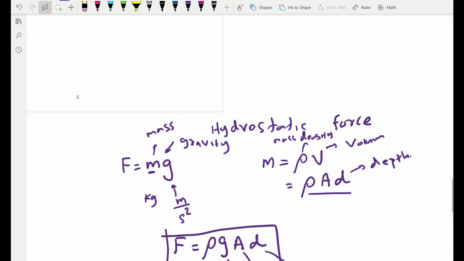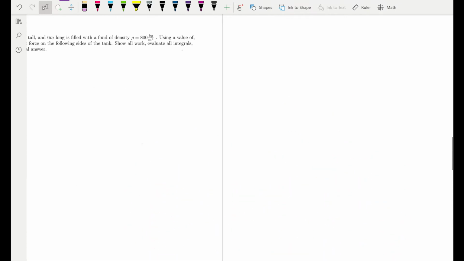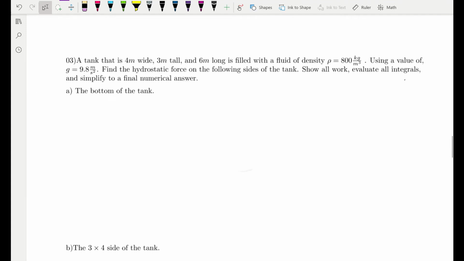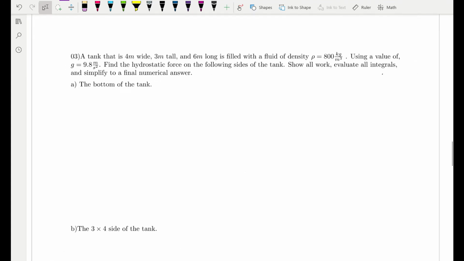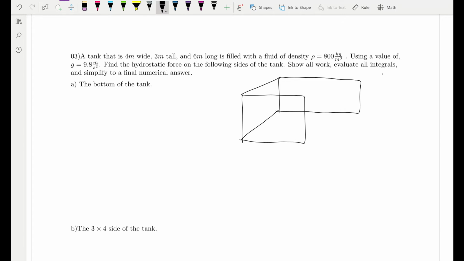Let's remember this equation and see how we can use it to solve a simple problem. We still don't deal with integration; we'll learn that in a few minutes. In this question we have a cubic tank that is filled with water. The height of the tank is 3 meters, it's 4 meters wide and 6 meters long. These are the dimensions of the tank, and it's all filled with water.